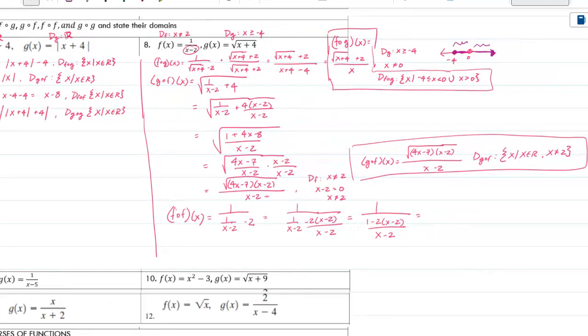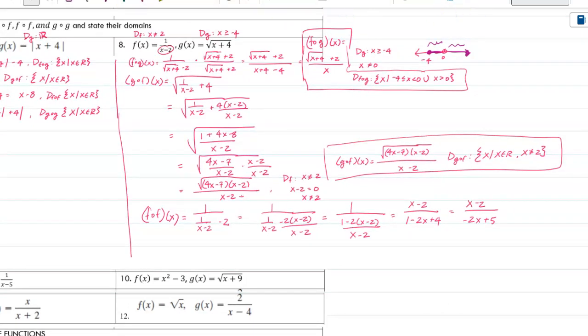And basically what we just have to do is multiply by 1 and take the reciprocal of the denominator. So when we take the reciprocal of the denominator and multiply it by 1, it just becomes the reciprocal of the denominator. So x minus 2, which used to be the denominator in the denominator, now becomes the numerator of the whole thing. And then we just have 1 minus 2x plus 4. So x minus 2 over negative 2x plus 5.